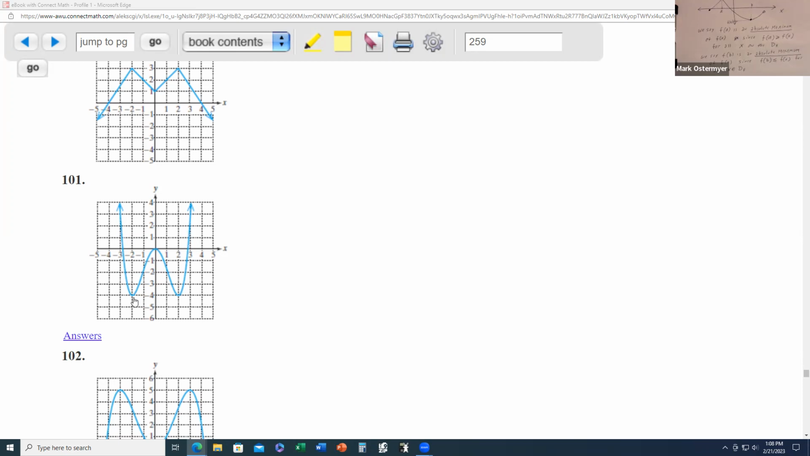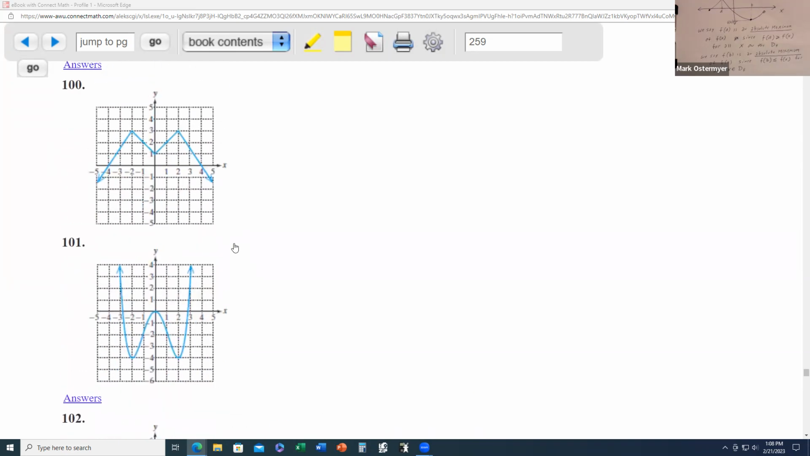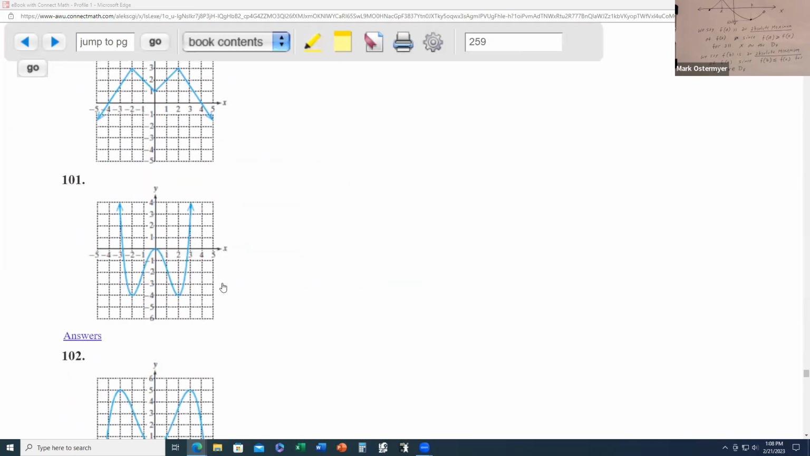What's the difference between a relative and an absolute? Okay, let me see if I can show you an example here. An absolute minimum is the lowest point on the graph, of any point on the graph anywhere. That's called an absolute minimum. Or you can have a relative minimum that is not an absolute minimum.